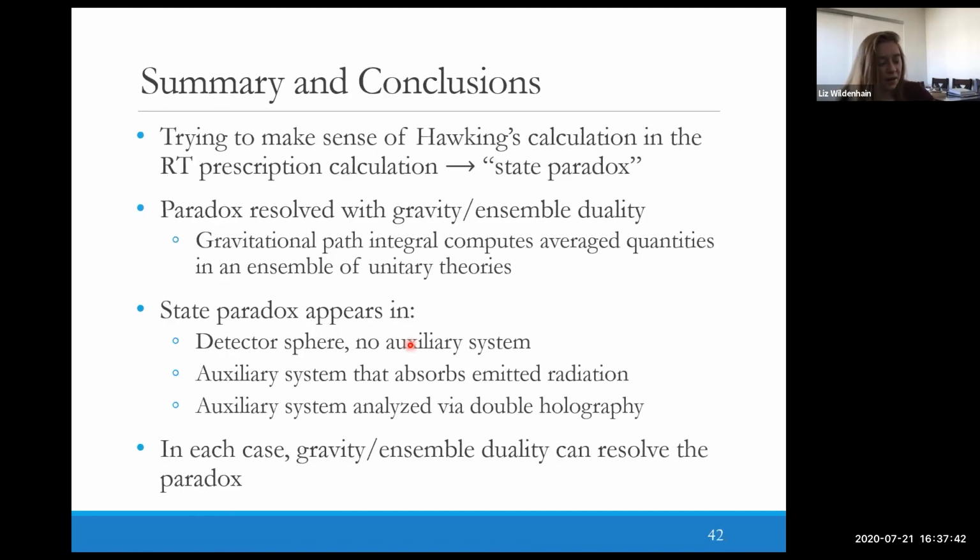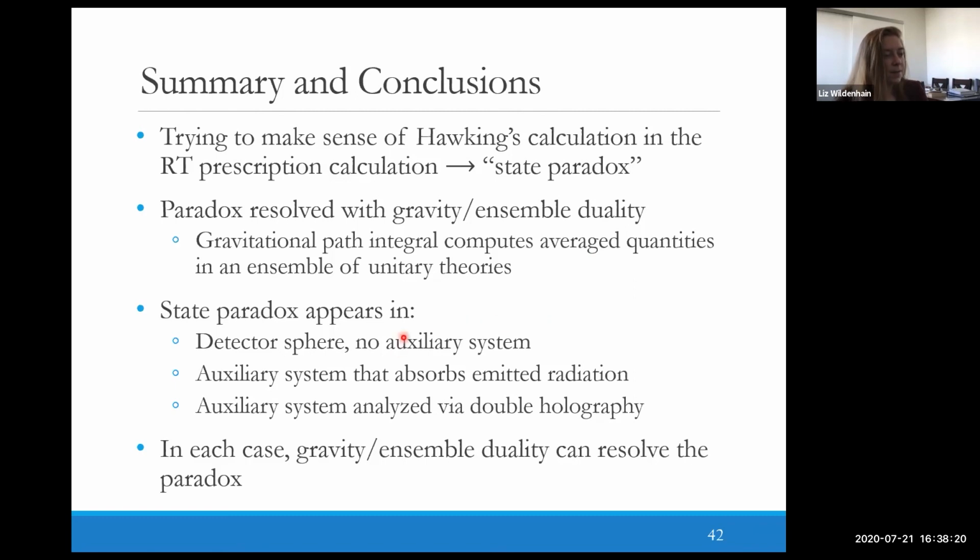So let me quickly summarize and leave you with some last comments and open questions. Like I said at the beginning, we saw that if you try to make sense of the appearance of Hawking's calculation in the RT prescription calculation, then taking Hawking's calculation's appearance seriously results in this state paradox. But it seems that this can be resolved if we assume gravity ensemble duality and that the gravitational path integral is computing averaged quantities in some ensemble of theories, and the theories in the ensemble are unitary.